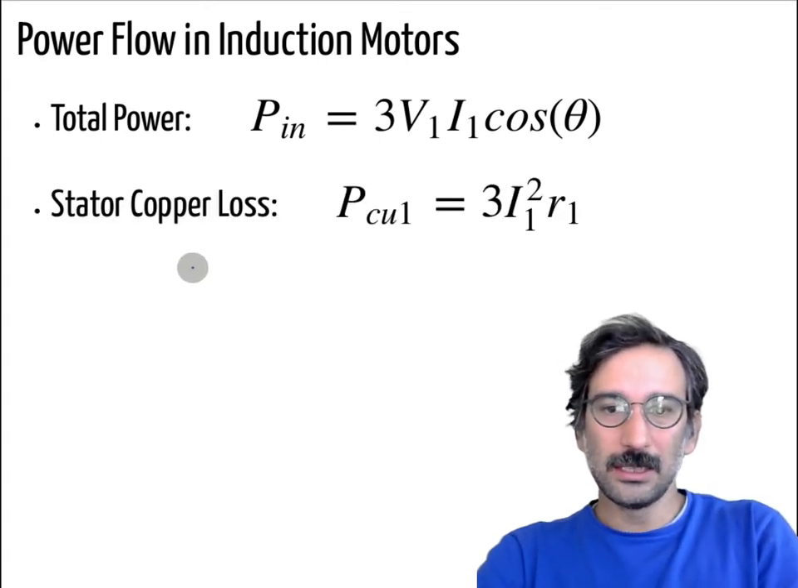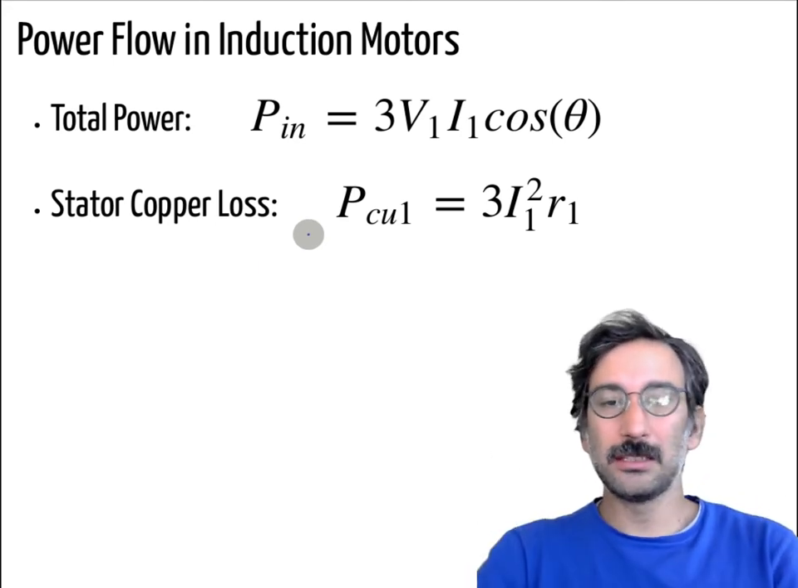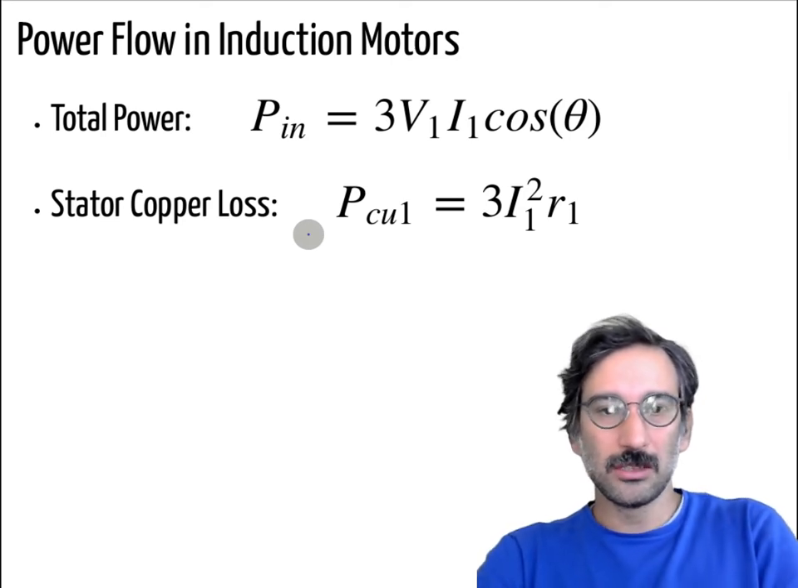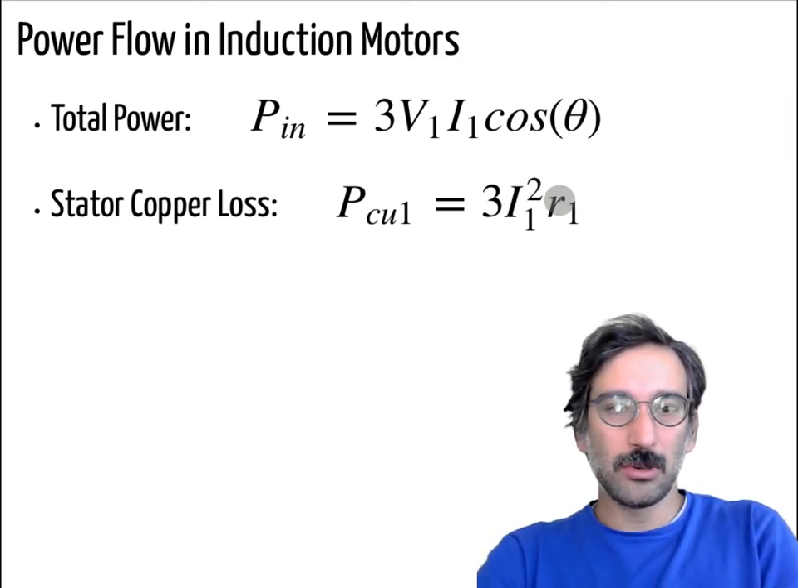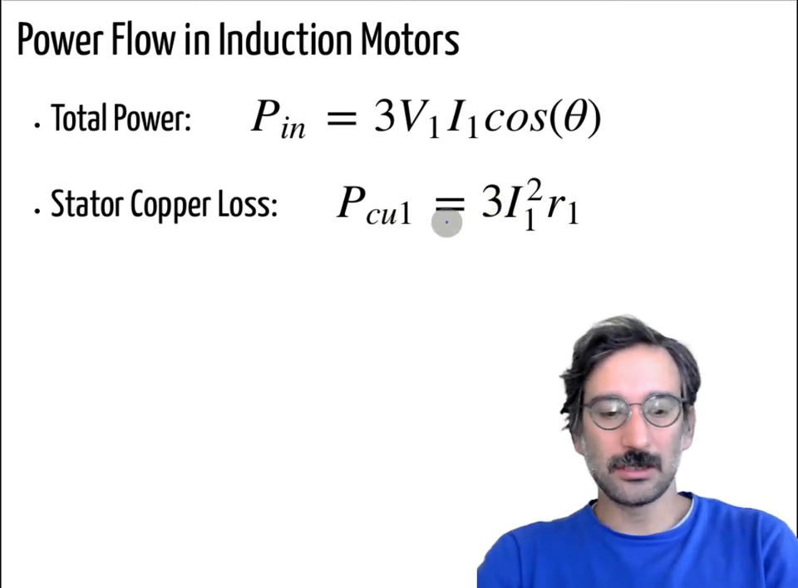Then I have the stator copper losses. These are the dissipated heat in the stator windings. Again, it is I1 squared times R1, again multiplied by 3. So this is converted to heat in the copper winding.